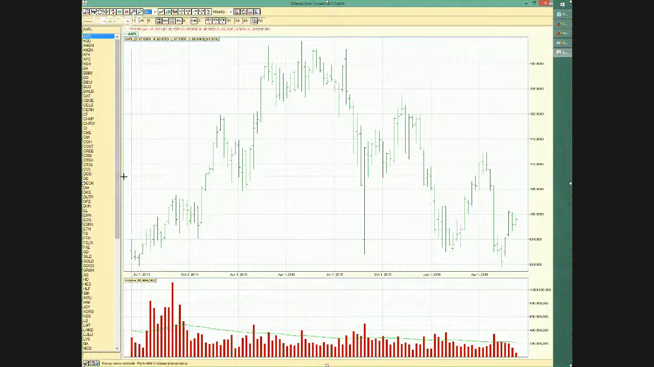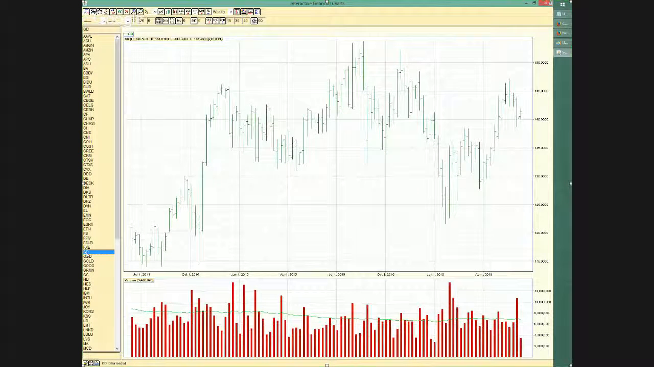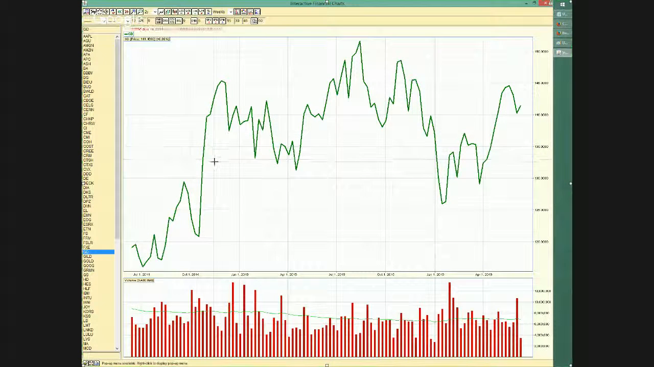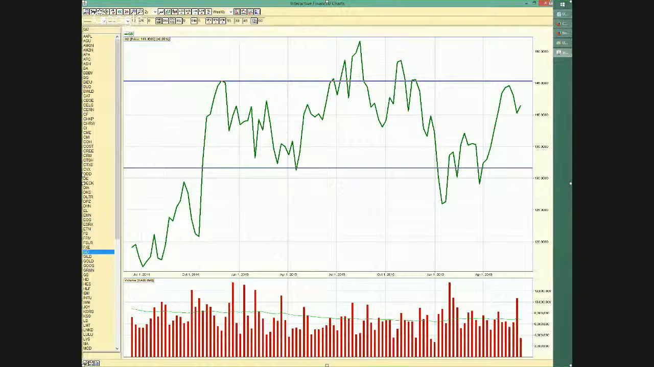I was just taking a look at General Dynamics. Now, if you look at General Dynamics, since about October of 2014, this thing has been finding a level of support, maybe right around here, and a level of resistance maybe right around there.